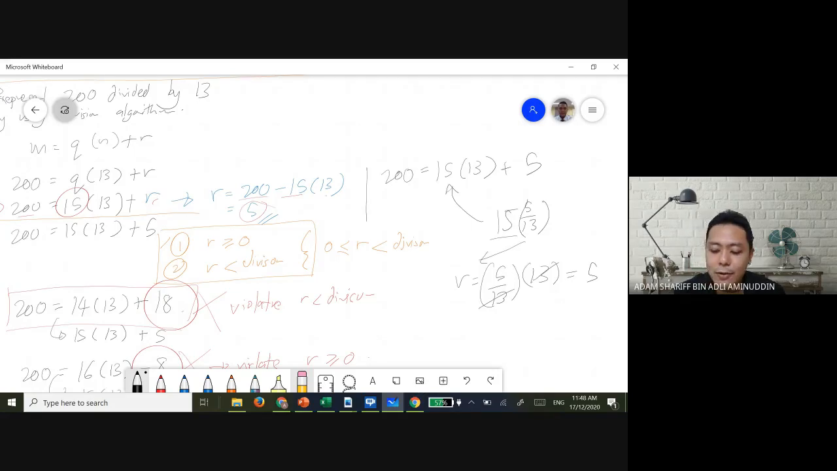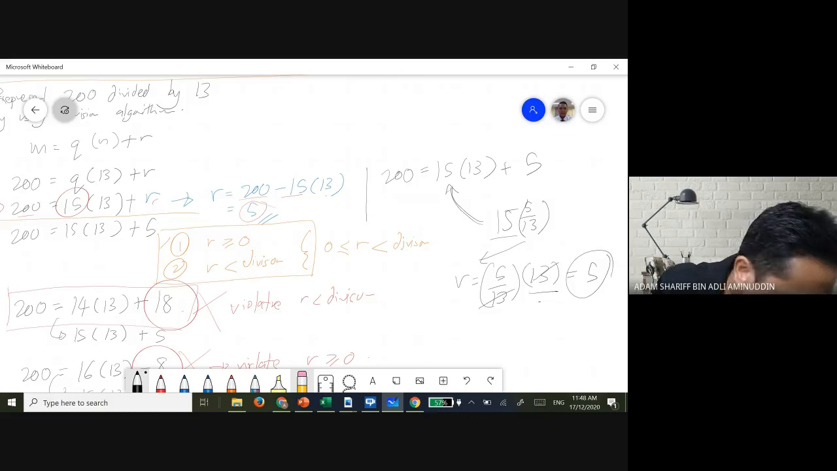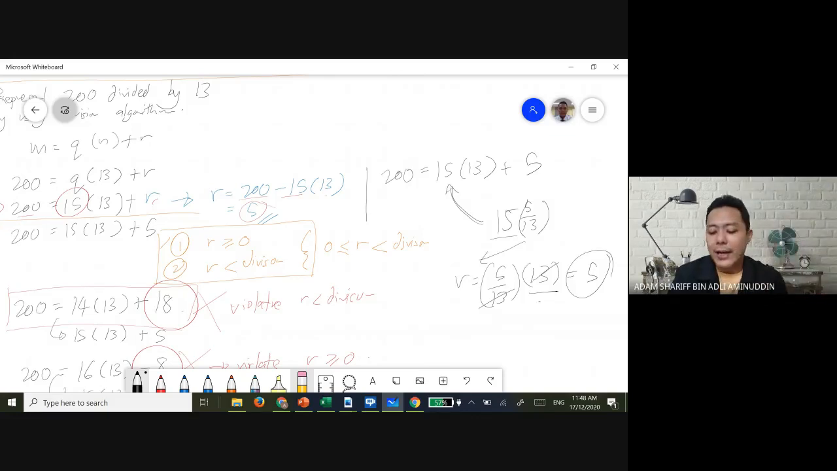So kamu boleh guna juga cara ni, ambil 15 ni masuk ke quotient. Yang 5/13 ni kamu kena darab dengan divisor 13, dapatlah remainder terus. Boleh juga guna cara tu sebagai alternatif. Lagi cepat kan, tak payah nak tolak. Sama je, tak kisah nak ambil cara yang warna biru tu atau warna hitam yang baru saya letak ni. Okey, soalan lain?